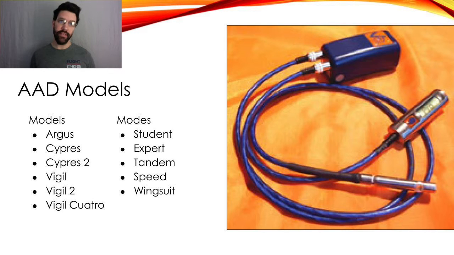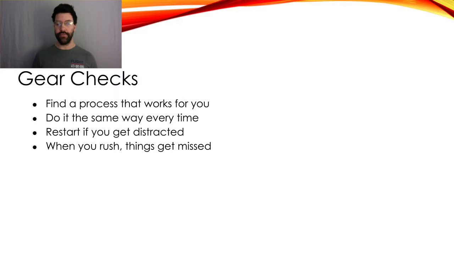Checking that your AAD is on and that it's in the correct mode is a critical part of a gear check. As you start to learn how to do gear checks for your own equipment and how to give other jumpers a gear check, here are some key things to remember. First, find a process that works for you and do it the same way every time. If you get distracted during a gear check, stop what you're doing and restart the entire process over.